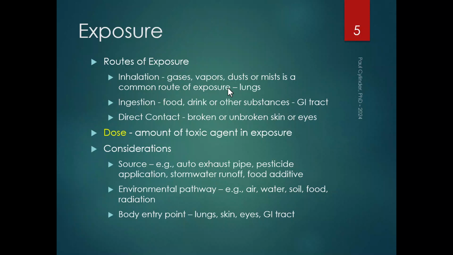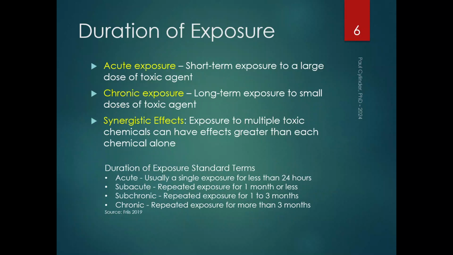And then what's the entry point of the body? And I've already mentioned the lungs, the skin, the eyes, and the gastrointestinal tract. So all of these are considered when looking at different toxic agents in the environment and the level of exposure that people are going to incur. Now, the duration of exposure is important. We can put them in categories of acute and chronic. Acute exposure is a short-term exposure, typically to a large dose of a toxic agent.